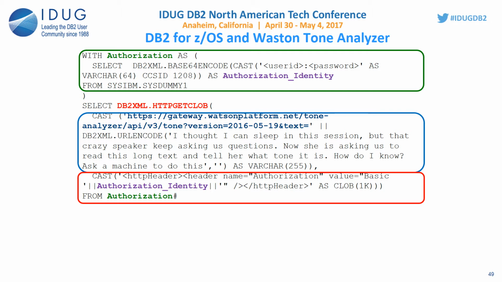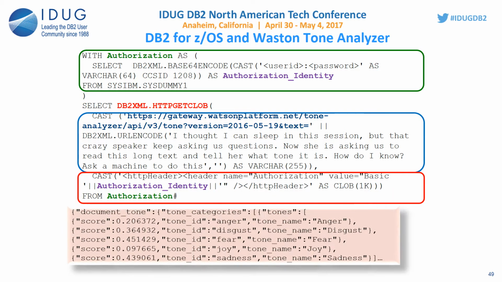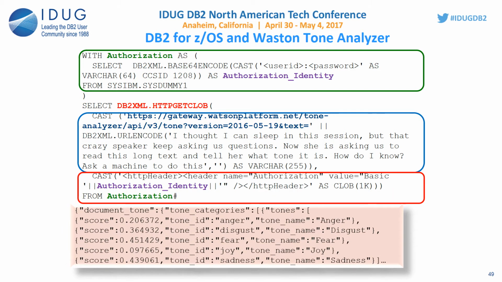Okay, so you will get a JSON document like this. Of course, it's a huge document, dot, dot, dot. So you can see the result has something like anger, disgust, fear, joy, all with a score. So this, you can see, is an array. You can see the square bracket here.